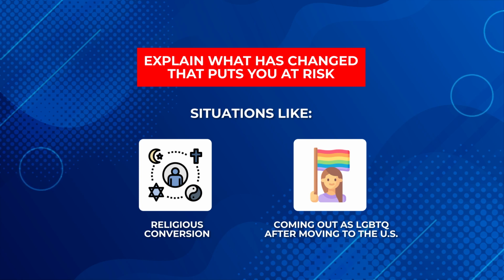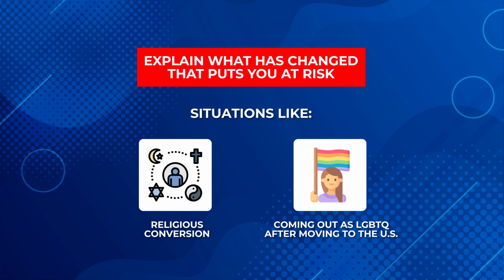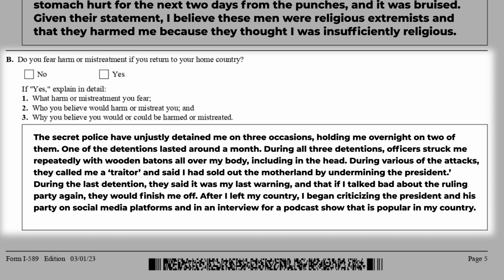In both of those situations, the person probably wouldn't have endured past threats or harm, right? But they're now in danger in their home country because something has changed. So in this box, you wouldn't be talking about stuff from your past that shows you're at risk going forward, but rather would explain what it is that has changed or what it is about you now that puts you at risk in your country.